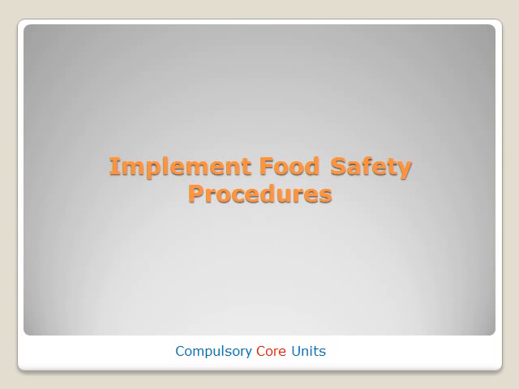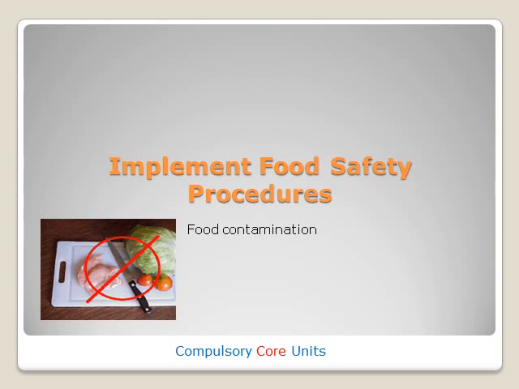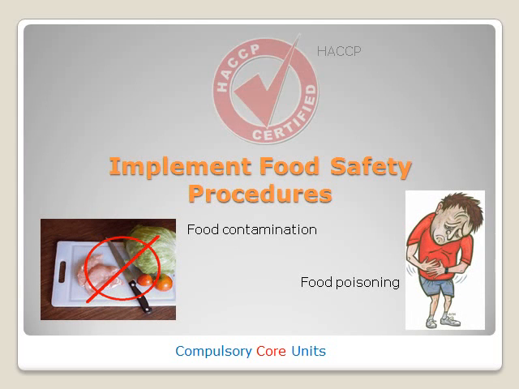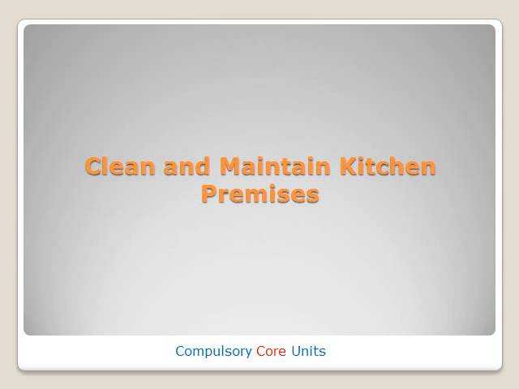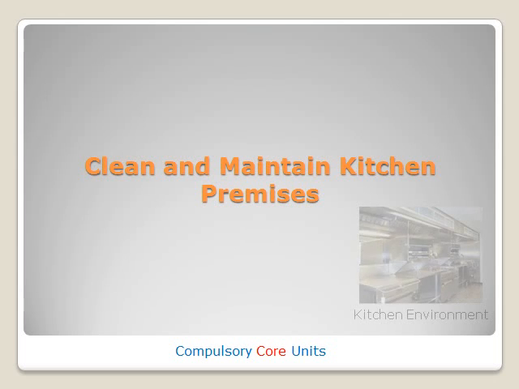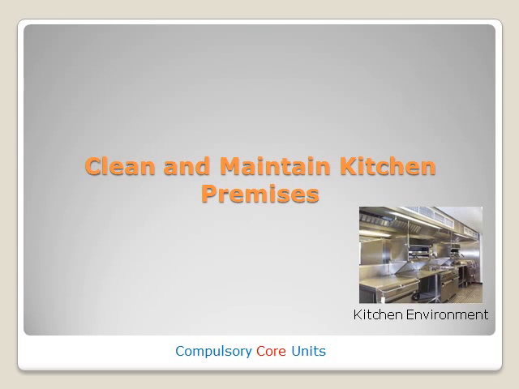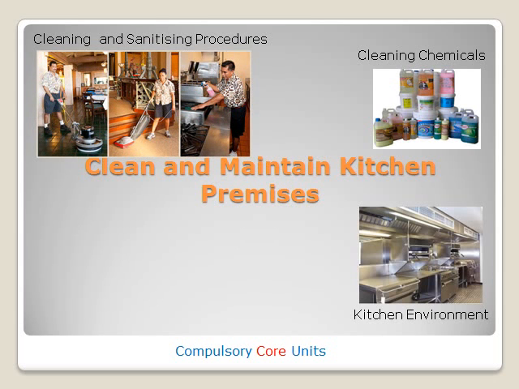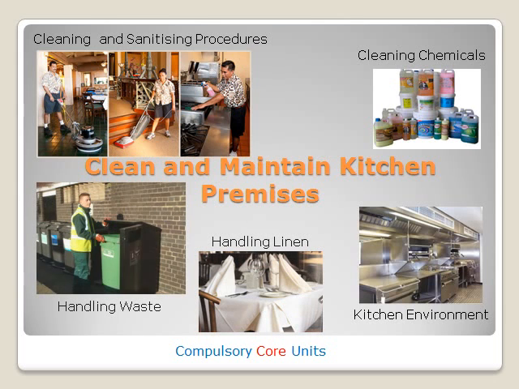Implement food safety procedures reminded us about food contamination and foodborne illness, and taught us how to use the principles of HACCP to make sure the food that we serve is safe every step of the way. Clean and maintain kitchen premises taught us the importance of keeping our kitchen environment clean. We learned about the correct and safe use of cleaning chemicals, the proper procedures for cleaning and sanitizing all areas of the kitchen and the equipment, and how to handle waste and linen.